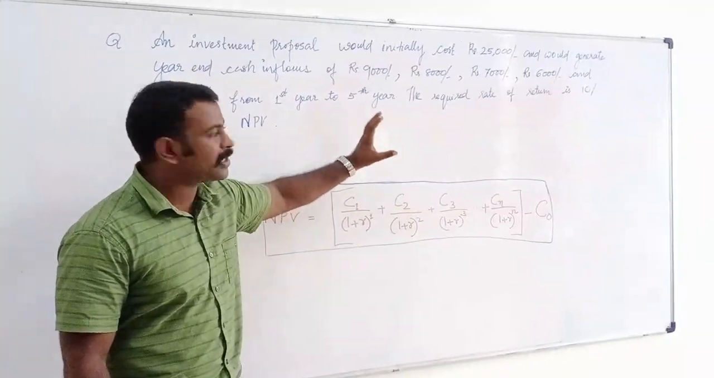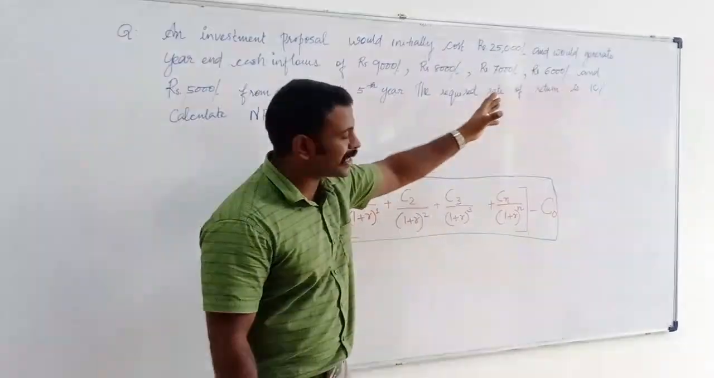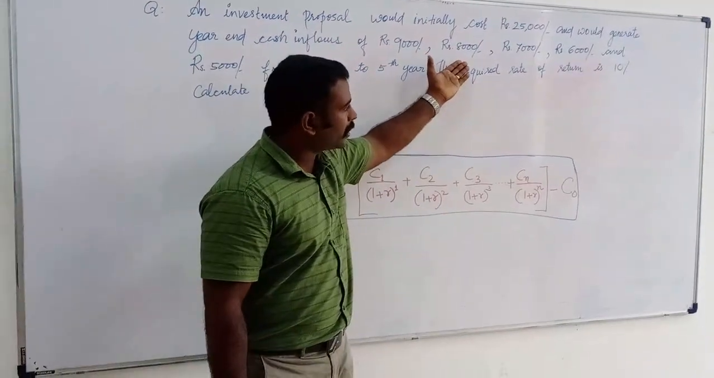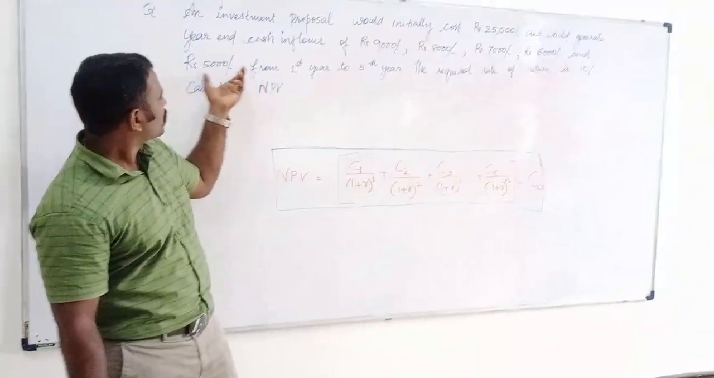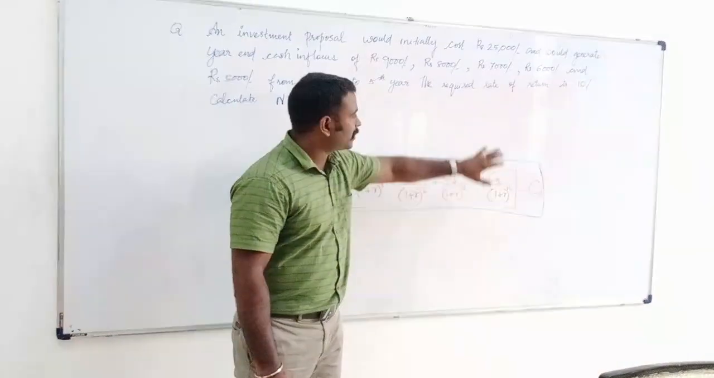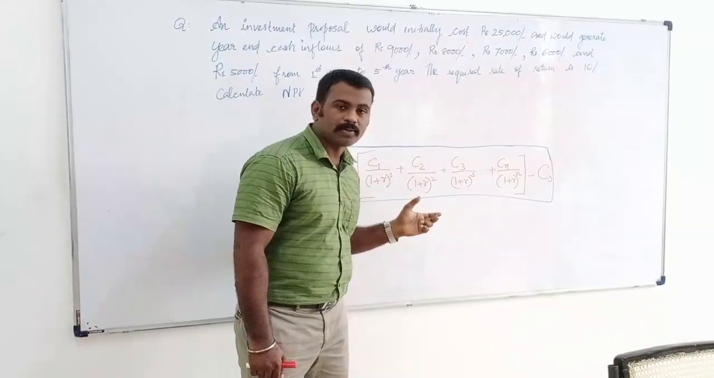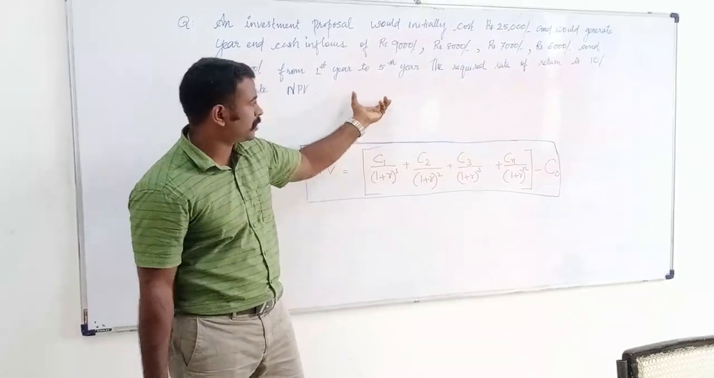That is the initial investment we are going to invest in this project. And we are expecting cash inflows from the project: first year 9,000, second year 8,000, 7,000, 6,000, and the last, fifth year, it would be 5,000 rupees. So the required rate of return, that is R, is here 10%. We have to calculate the net present value of this project.